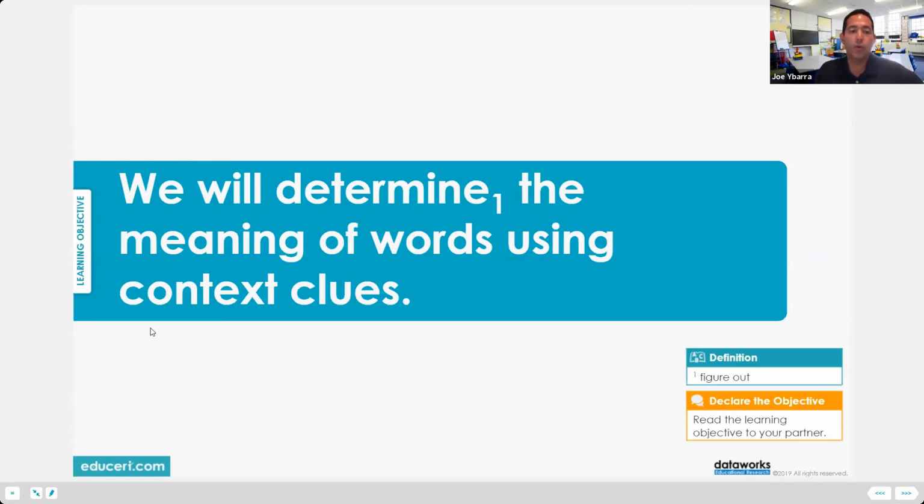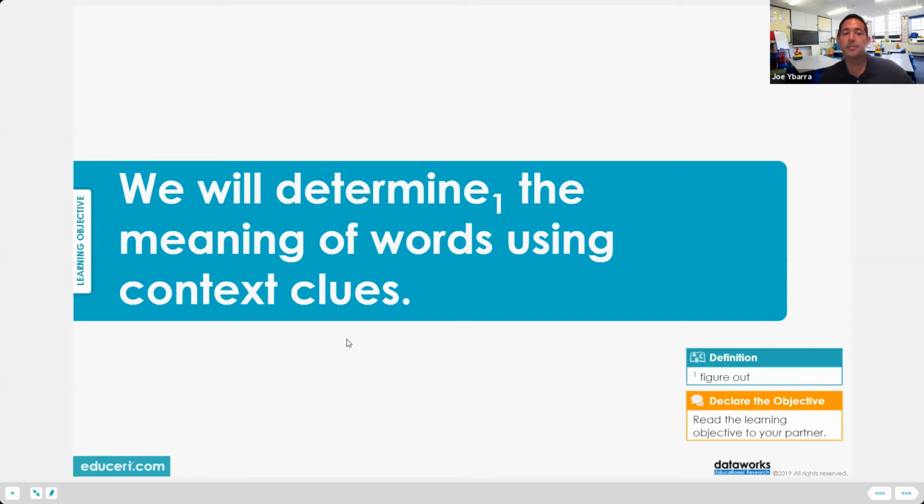Let's look at this word right here. We're going to pre-pronounce it. Context clues. Pronounce it at home. Context clues. That's how you pronounce that word. Let me read the learning objective today. Track with me at home. We will determine the meaning of words using context clues. Everyone read that for me. We will determine the meaning of words using context clues. Let me see who can read that for me.